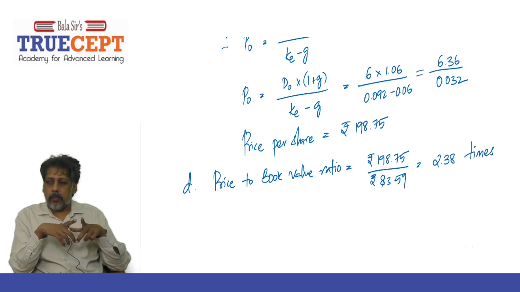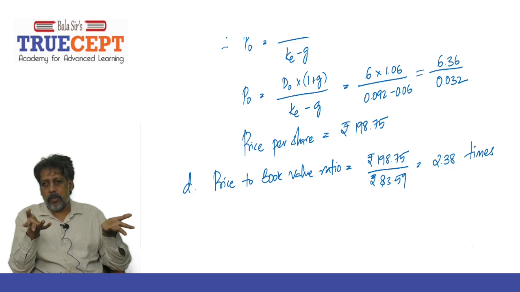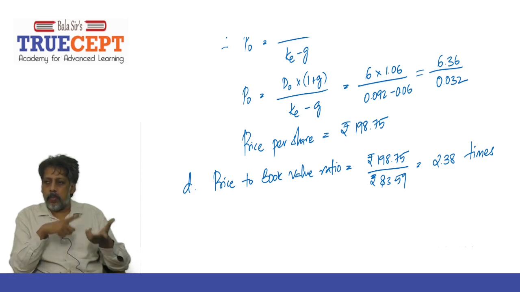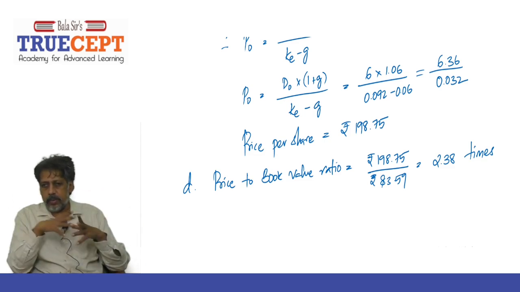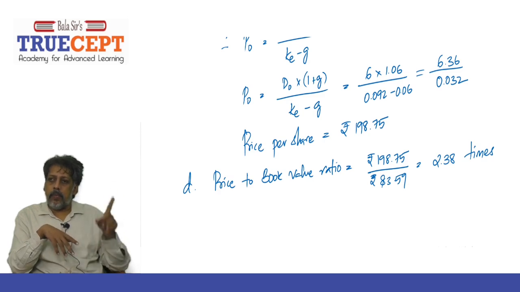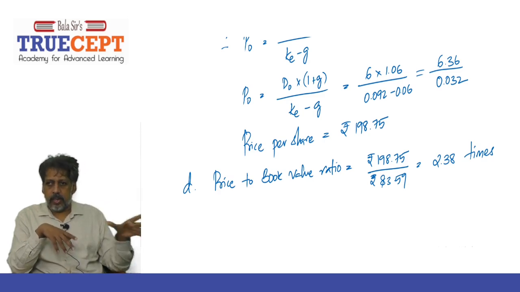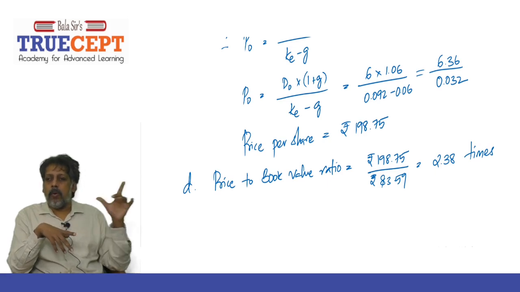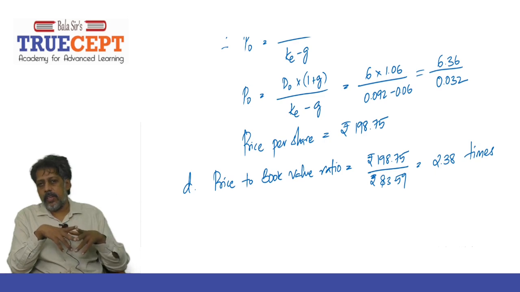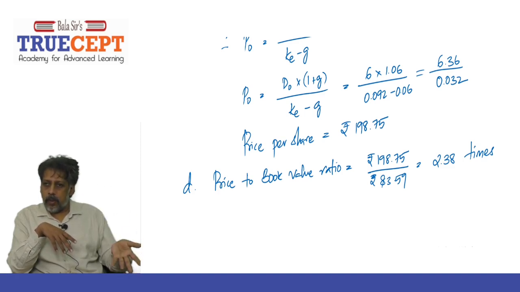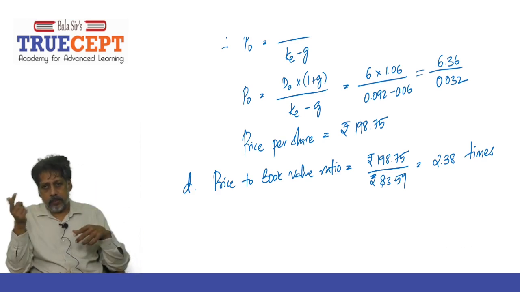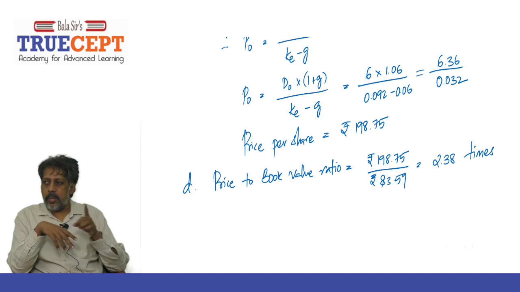Now we come to the last step. What is that? Price to book value. We know the price per share is 198.75. We also know the book value is rupees 83.59. So please divide 198.75 as the price, numerator, by the denominator, the book value per share, rupees 83.59. How much do you get? You get 2.38. And you all know that all these multiples, whether it's price to book value, price to earnings, or price to sales, we express them in times. So 2.38 times is the price to book value ratio.